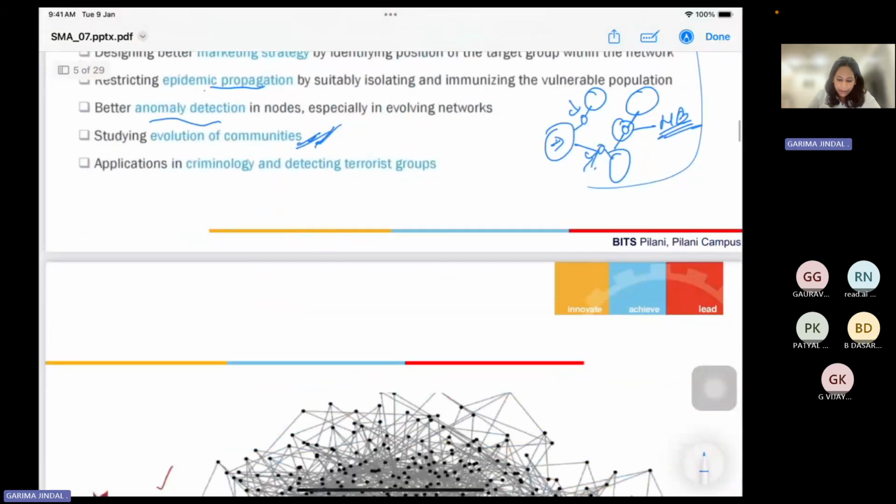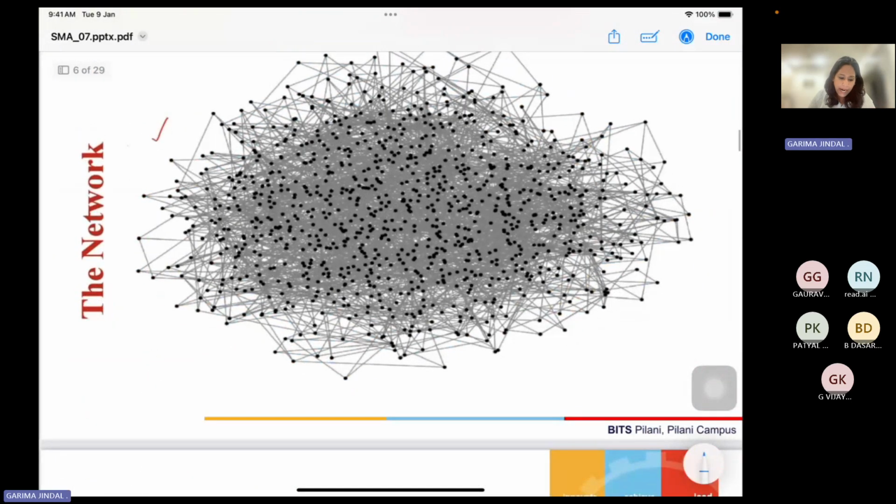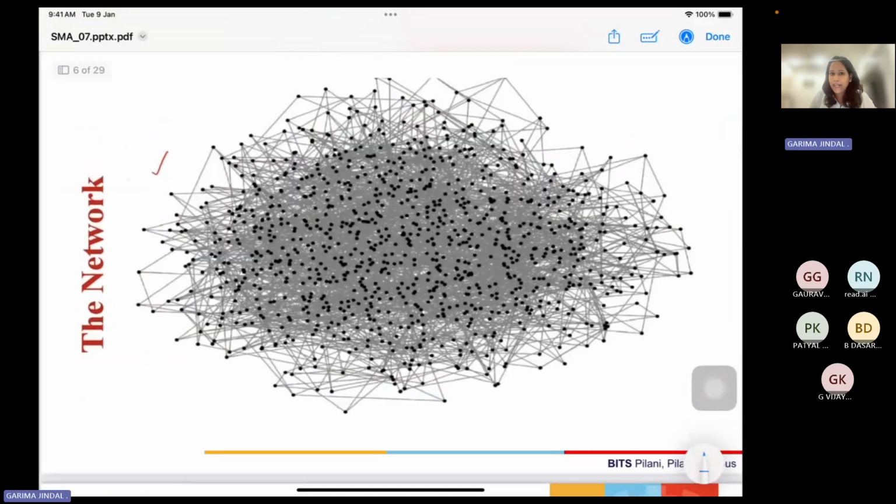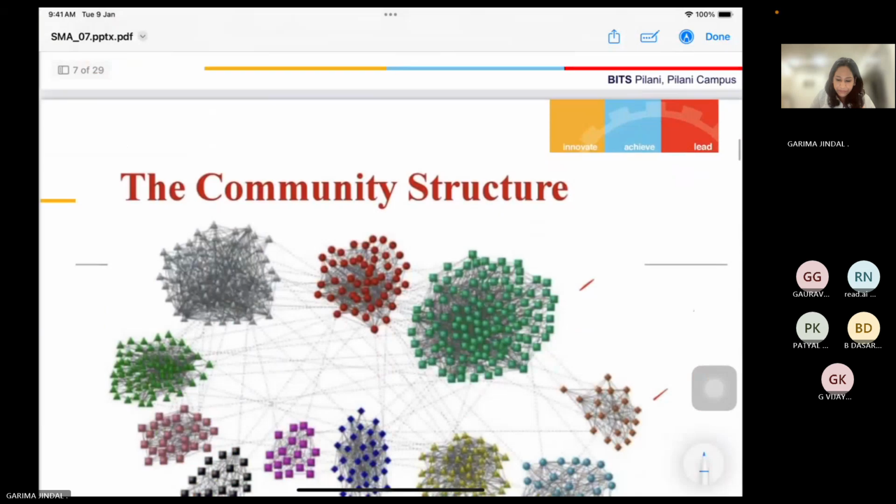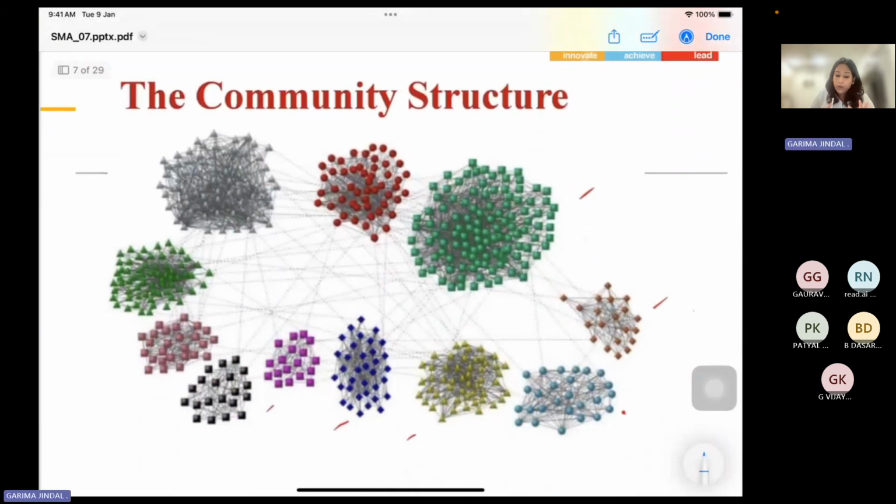Okay, so for that, now let's try to formulate this problem and let's try to see what we are trying to do when we are trying to identify the community. Okay, so this is the network. Generally, the networks are huge. They will have a lot of nodes and edges. So what we are trying to do is identify groups in the network. Okay, so when we identify the groups in the network, understanding the network becomes very easy.